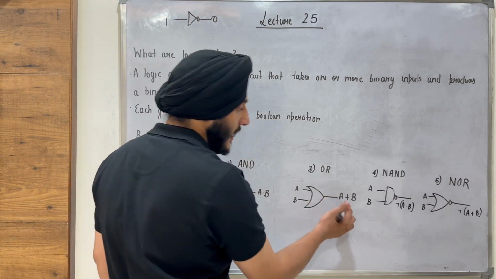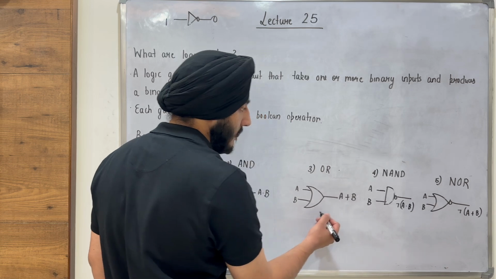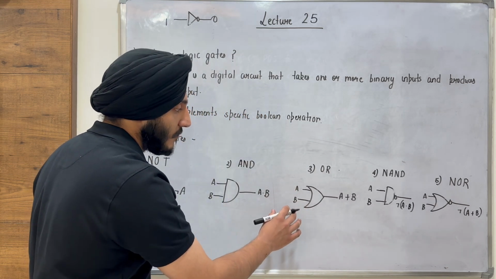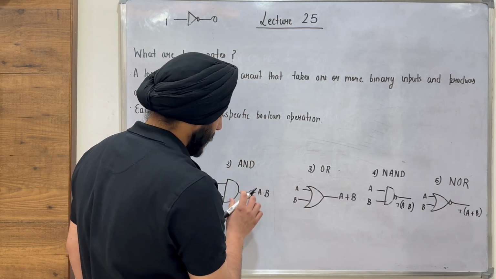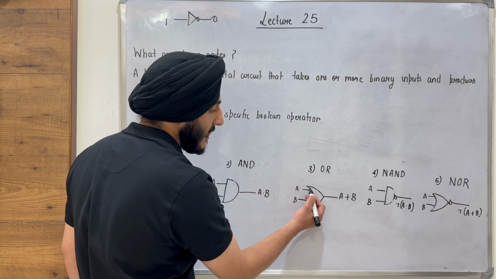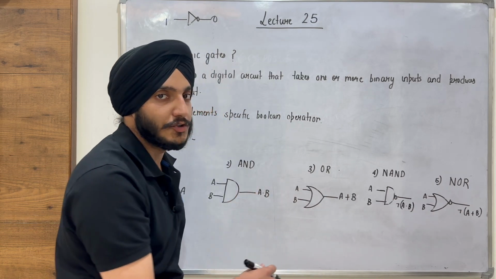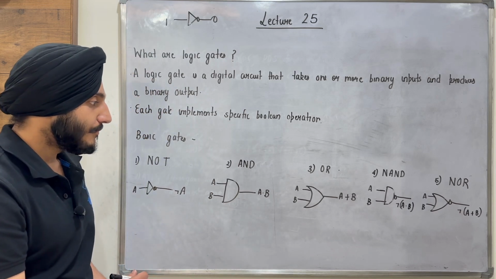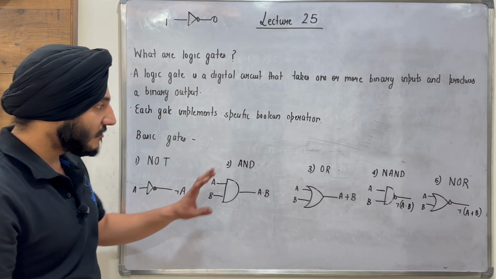The third one is the OR gate, which is basically just A plus B. I hope you understand this one as well. It is kind of similar to the AND gate, but it has a pointed arrow kind of shape. So these are the three basic gates.